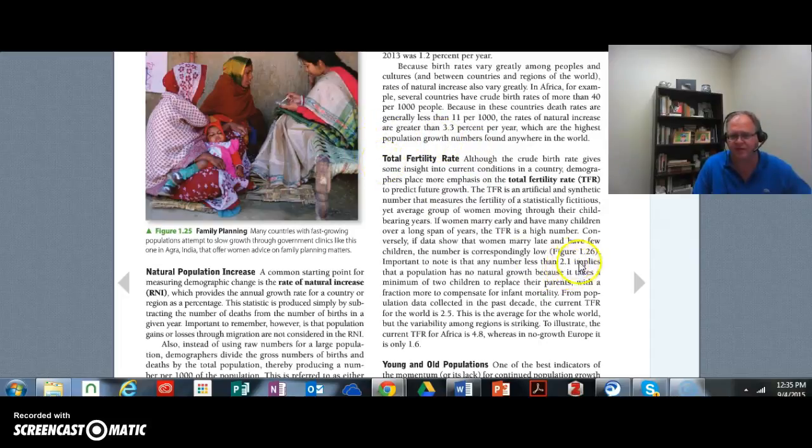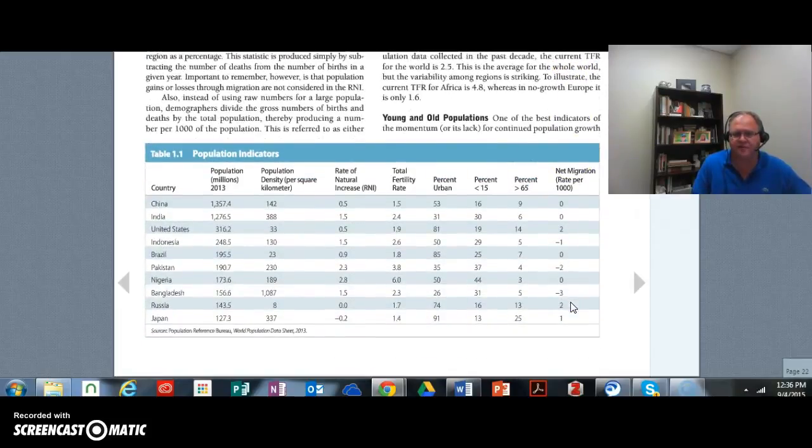And this number right here, 2.1. The number of children on average every woman must have in a particular country in order to maintain the population at the current level. These figures are listed on charts.